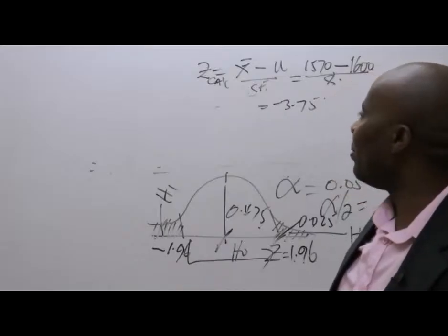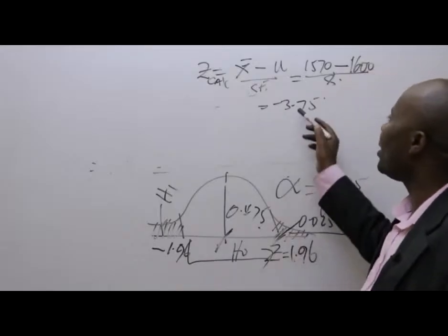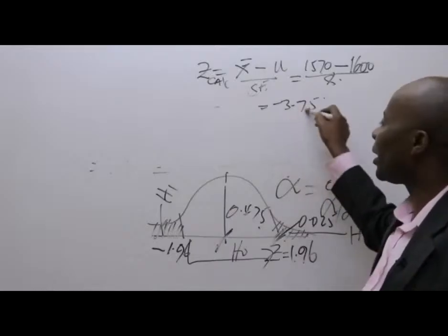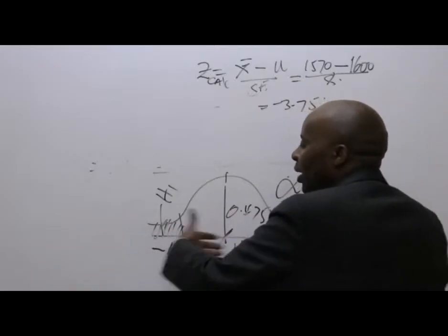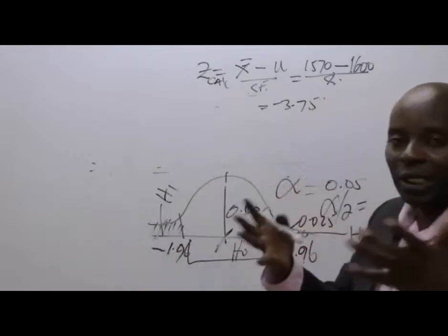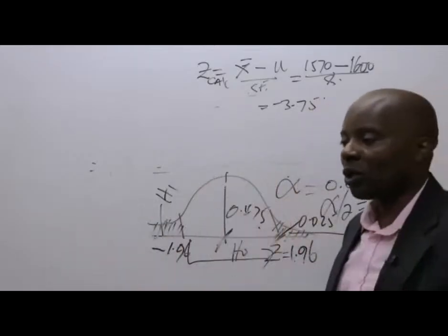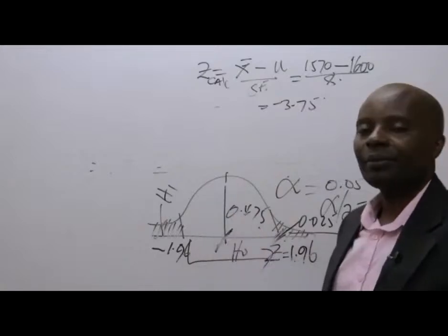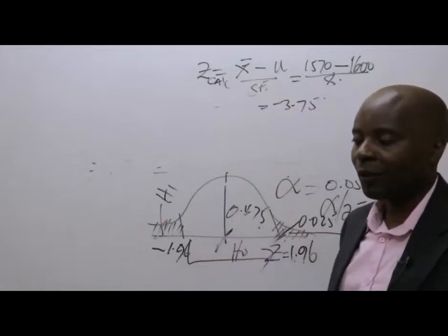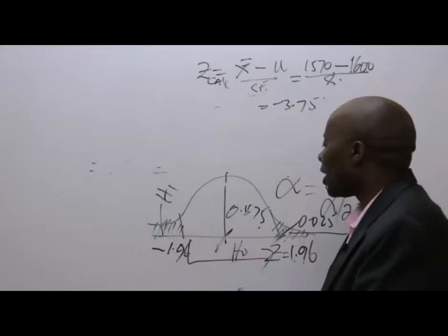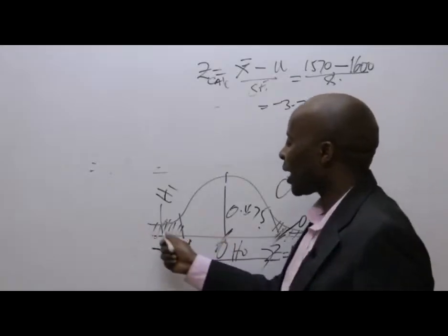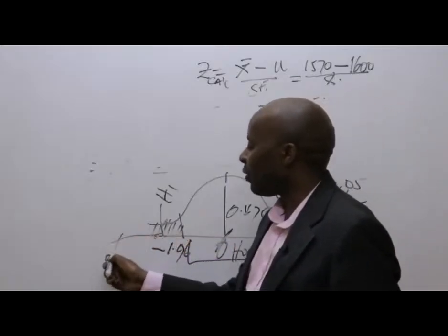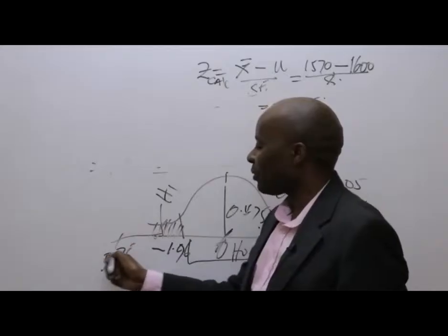Now, ladies and gentlemen, come and place this Z calculated figure on your diagram. You have your number line here. Tell me whether it falls on a shaded area or an unshaded area. This minus 3.75, where does it fall? If this is my number line, at the middle I have a 0. As I go that way, minus 3.75 will fall here.